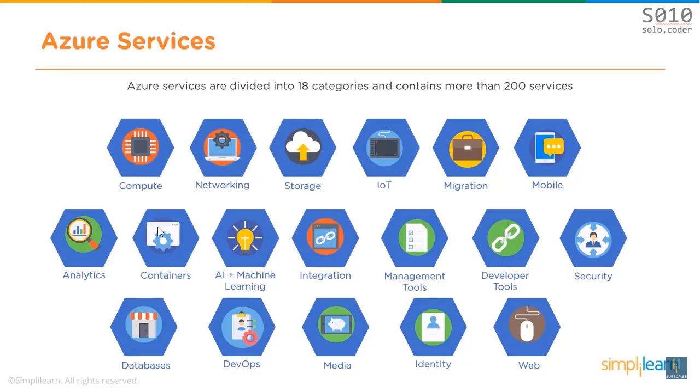Now, let's talk about Azure services. Azure services have 18 categories and more than 200 services. So, we clearly can't go through all of them. It has services that cover compute, AI and machine learning, integration, management tools, identity, DevOps, web, and so much more. You're going to have a hard time trying to find a domain that Azure doesn't cover. And if it doesn't cover it now, you can be certain they're working on it as we speak.